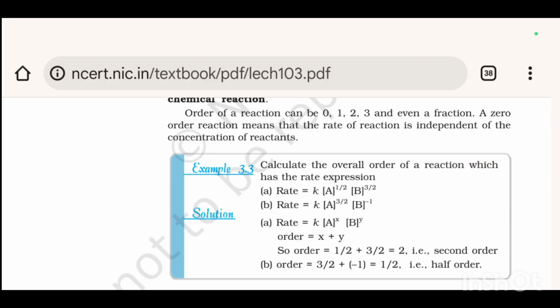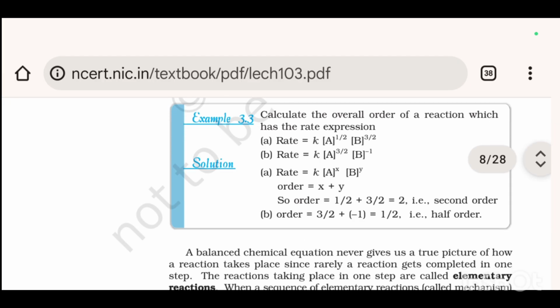Now we have an example. Calculate the overall order of reaction which has the rate expression: (A) rate equals k [A] raised to the power 1/2 and [B] raised to the power 3/2, and (B) rate equals k [A] raised to the power 3/2 and [B] raised to the power minus 1. Solution. For A, we know rate equals k [A] raised to power x and [B] raised to power y, and order equals x plus y, so order will be 1/2 plus 3/2, that is 2, so it is a second order. And for B, we know order equals x plus y, so order will be 3/2 minus 1, which will be 1/2, so it is a half order.